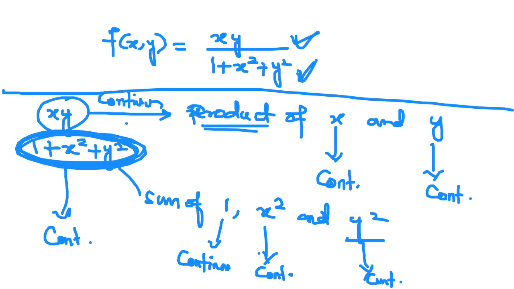Now this is continuous, this is also continuous. In the quotient, they are both continuous, and there is one condition. Does anybody remember what that condition is for the quotient? For the quotient, the denominator must not equal 0. Is this thing equal to 0 or not, at any point if you choose any point of x and y?